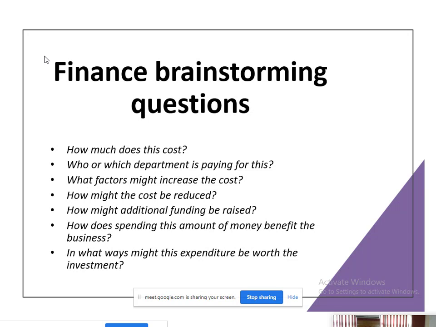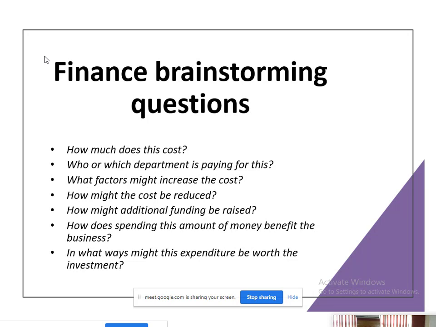Number one, how much does this cost? For your product, or anything that we as entrepreneurs are launching, we should see that it comes out in the market at a lower price and in good quality. We must see that thing first. Next point, who or which department is paying for this? It means whenever we launch, after that we see which department and who are the customers that are willing to buy this.